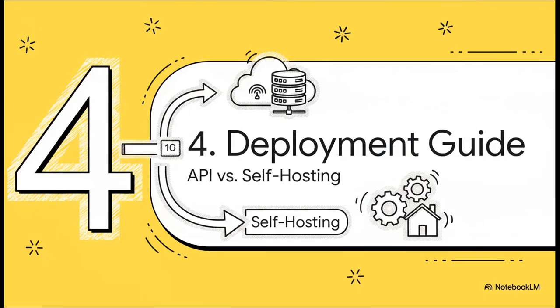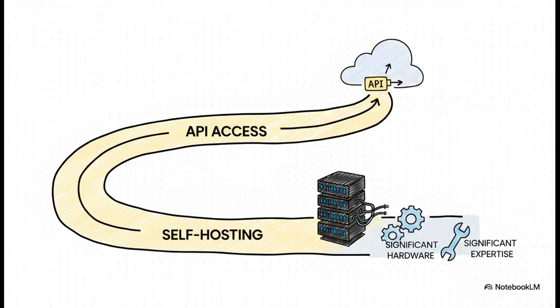Okay, this all sounds pretty amazing, right? So you're probably wondering, how can I start using this thing? Well, you've basically got two main ways to get started. Option 1 is the easy route. Use their pay-as-you-go API. It's fast, simple, and you don't have to manage any hardware. The downside? You pay per use and your data leaves your network.